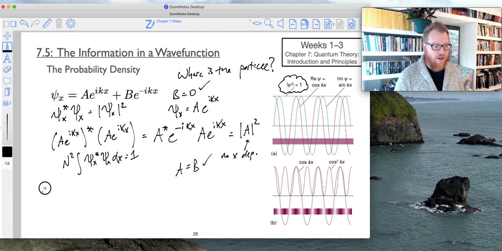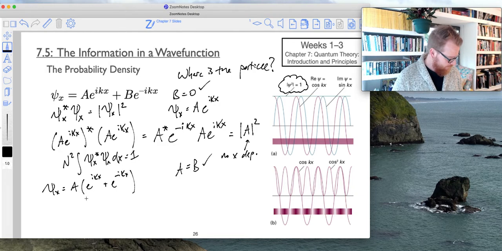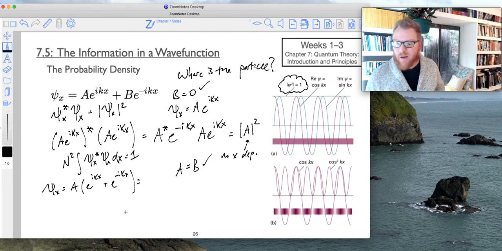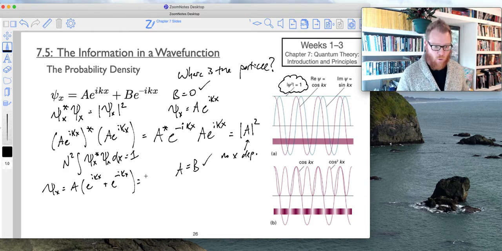Okay, so then I could write psi of x equal to A, and if we know that A is equal to B, then I'm just going to substitute and collect like terms: e to the ikx plus e to the negative ikx, all times A. And I'll also note, and I'm not going to go through this in great detail, that through Euler, this would actually all be equal to 2A times the cosine of kx. These two exponential functions.